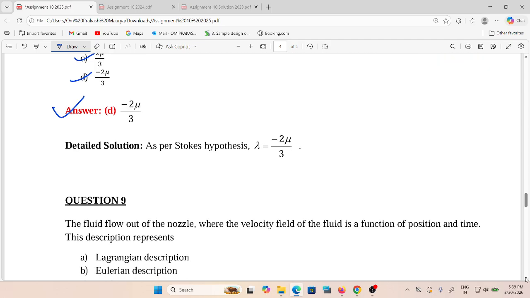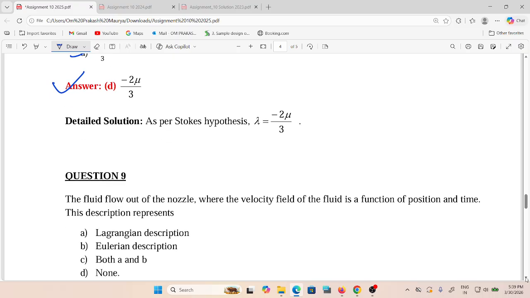So I'll recommend you please go into detail: what was the Stokes hypothesis and why your coefficient of bulk viscosity is equal to this. After this class you can Google and try to find the answer to this question. It will make you different from the other students. So these are some suggestions from my side.